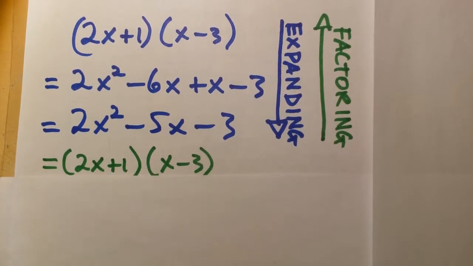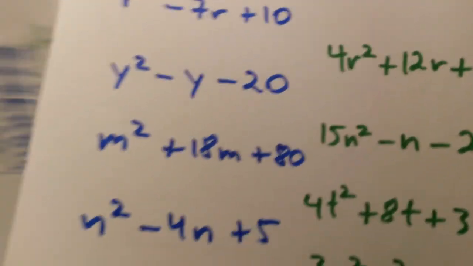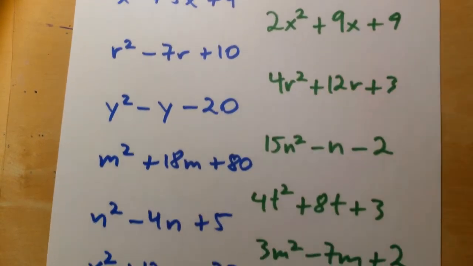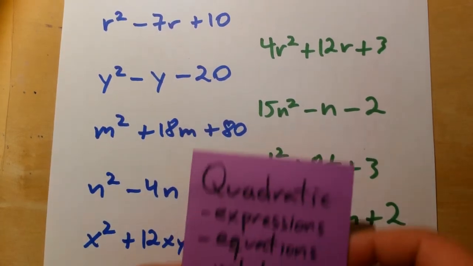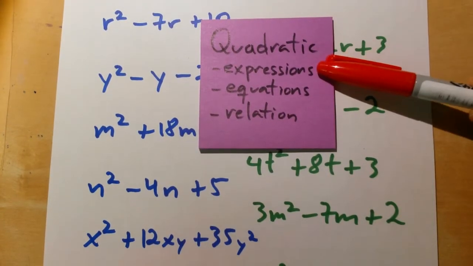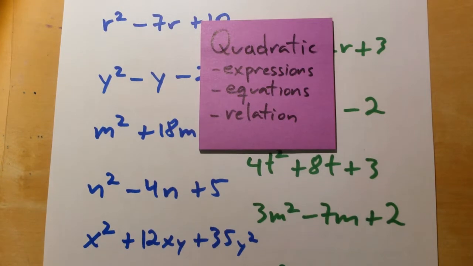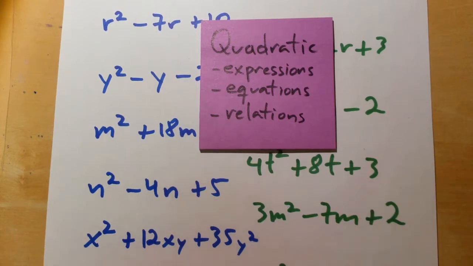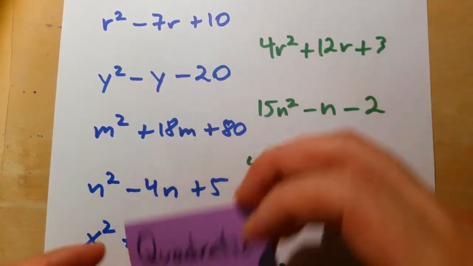At this point, we've been seeing many quadratic expressions, such as these ones, of different forms. We've been using this name: quadratic expressions, or you may hear them called quadratic equations or quadratic relations. Essentially, they're all the same. It just depends on what context we are referring to them in. But quadratic is the name of these expressions.